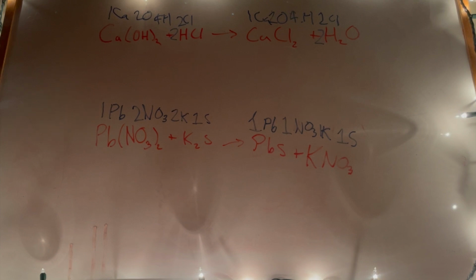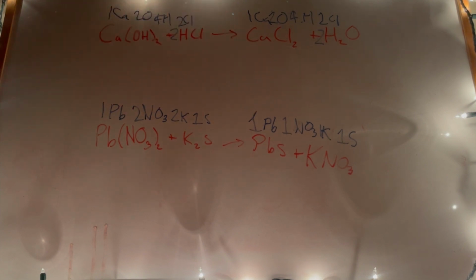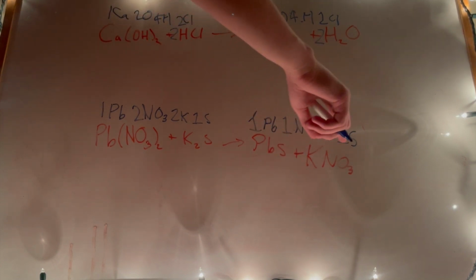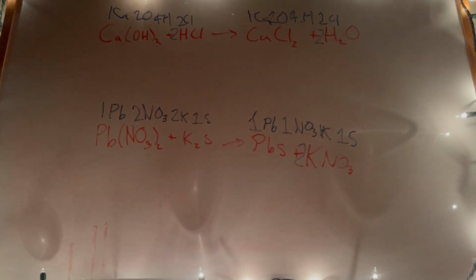Knowing this, the main thing you have to know is we need to make it so there are 2 nitrates on both sides, and also 2 potassium on both sides. The easiest way to do that is to just change the coefficient of potassium nitrate to 2. And that would be our answer.